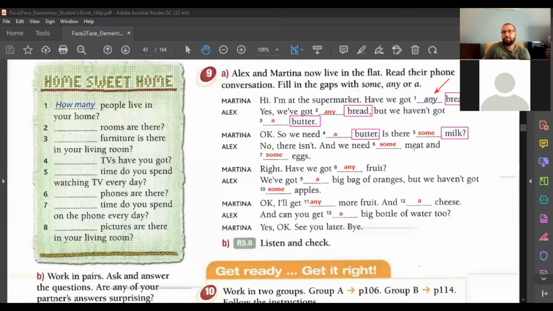Okay. What about meat? Maybe meat, one piece or not? One piece, two pieces. But when you say meat without adding a unit like one piece, one kilo, one bag, that's something different. I'm talking only about meat without adding anything. Meat is uncountable. Correct.